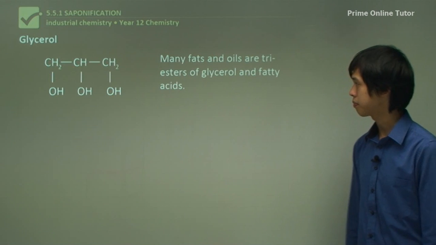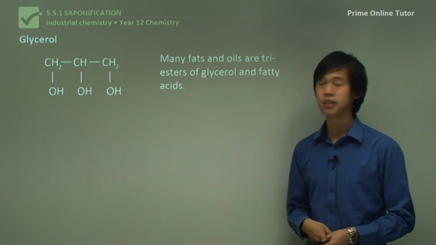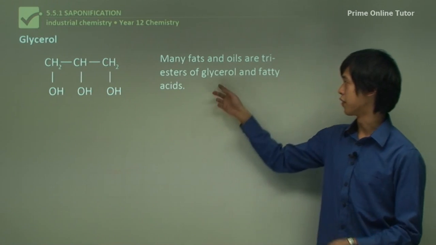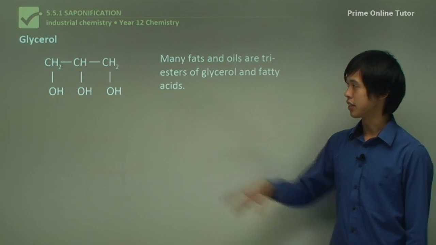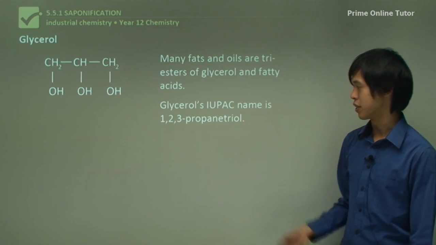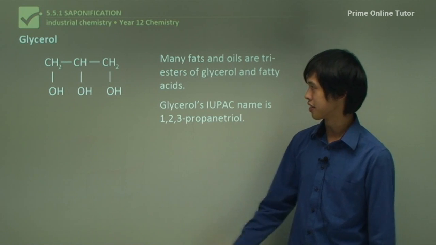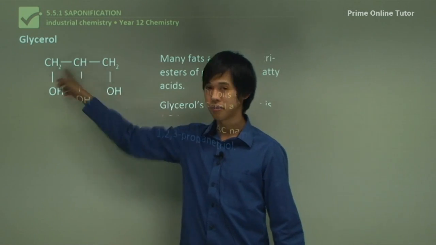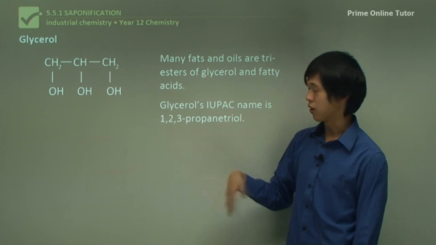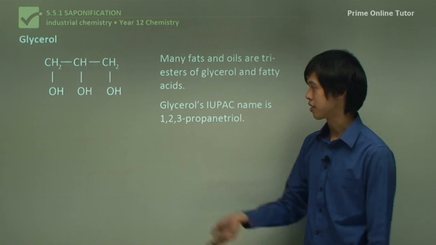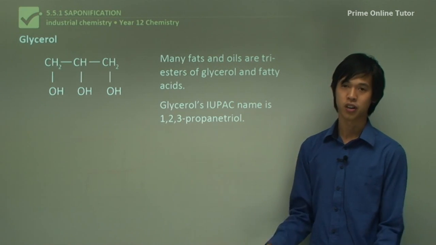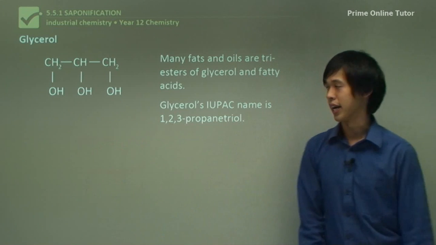That's all you need. Okay, so now we're going to talk about glycerol. Many fats and oils are triesters of glycerol and fatty acids. Glycerol is this molecule here, and glycerol's IUPAC name is 1,2,3-propanetriol. You can see propan, 1, 2, 3, prop. The "ol" usually means there's a hydroxyl group, and in this case there are 3 of them, so you get triol, and 1,2,3-propanetriol is the IUPAC name.